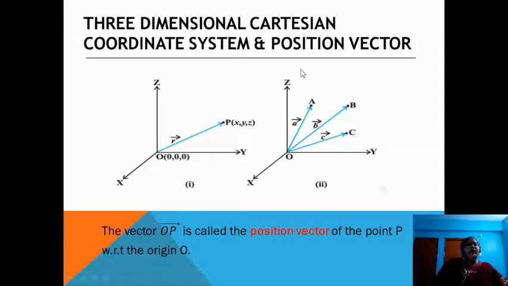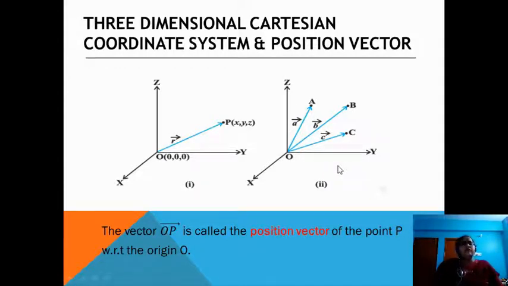Okay, and now if we come to figure 2, we have again 3 position vectors. I hope everybody can identify here OA, or just denoted by A, OB and OC. These are 3 position vectors with respect to our three-dimensional rectangular Cartesian coordinate system.